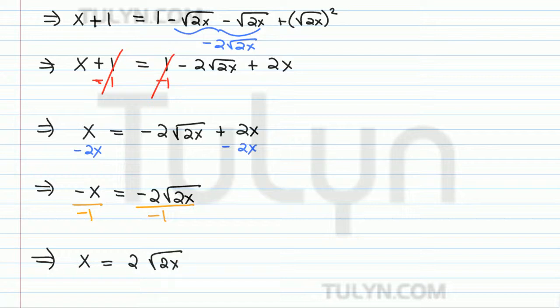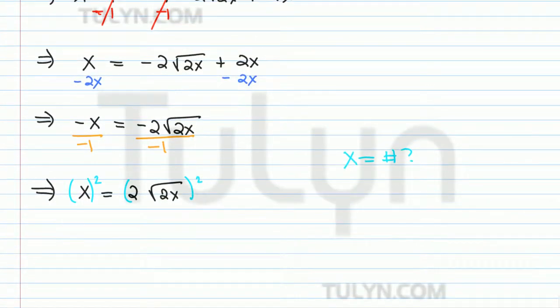And now that we've simplified, we're actually in a position where we can square both sides of the equation again. Because remember, the goal is to have something like x is equal to some sort of number. So having x is equal to 2 times square root of 2x is not good enough. We need to solve completely.